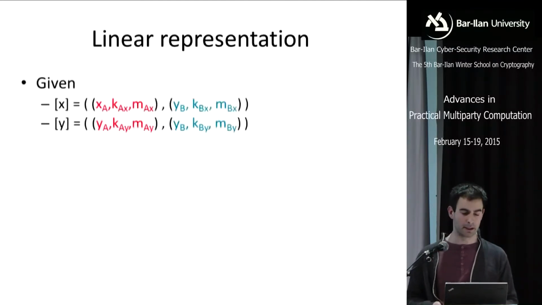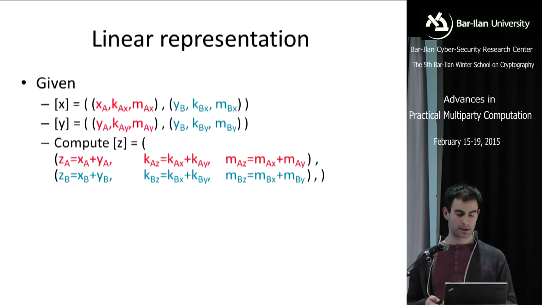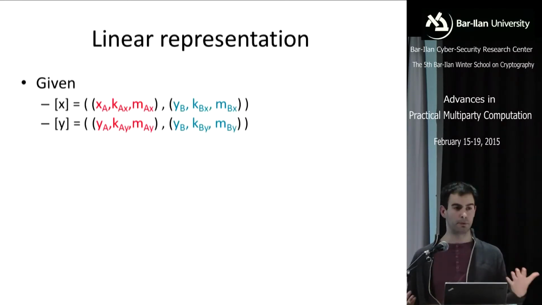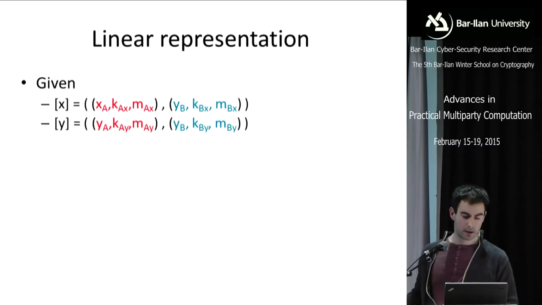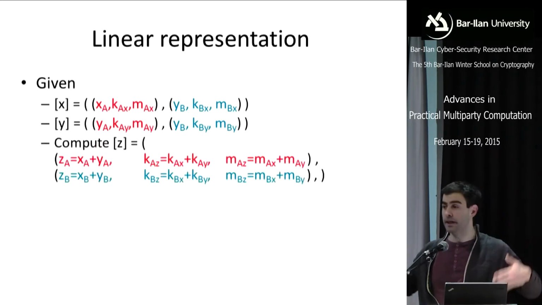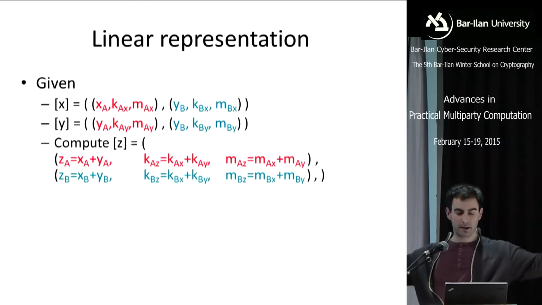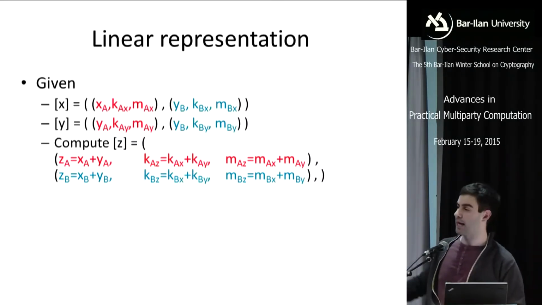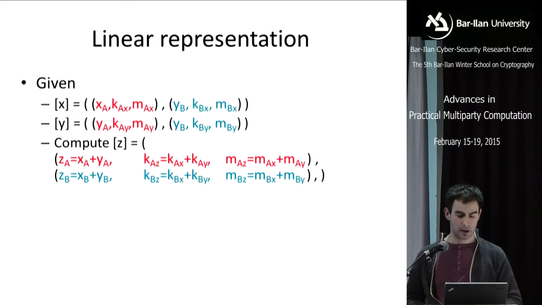What do I mean by linear? I mean that given x and y in a box, I want to be able to compute x plus y in a box, right? So how do you compute x plus y in a box from x and y? The representation is completely linear. So Alice simply adds all the parts of her representation. Bob simply adds all the parts of his representation. And since the representation is linear, this works.